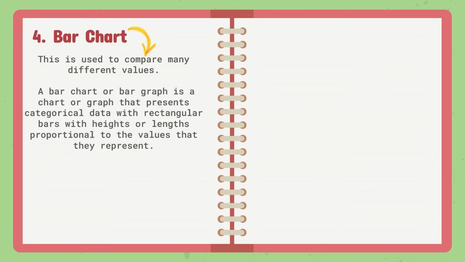This is used to compare many different values. A bar chart or a bar graph is a chart or graph that presents categorical data with rectangular bars with heights or lengths proportional to the values that they represent.